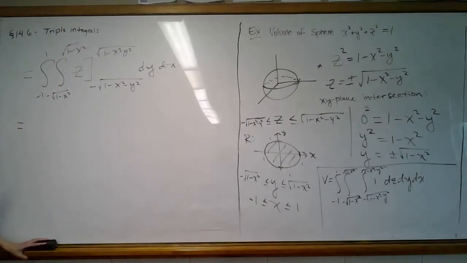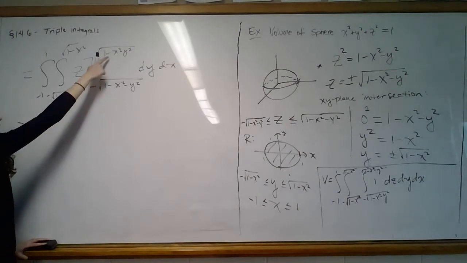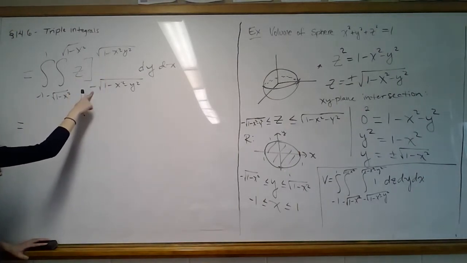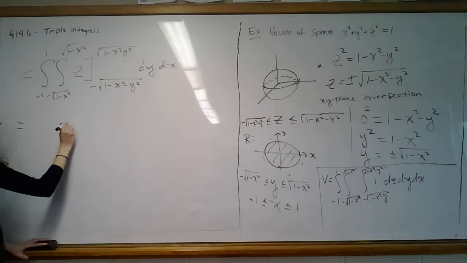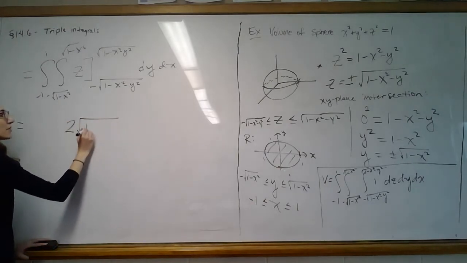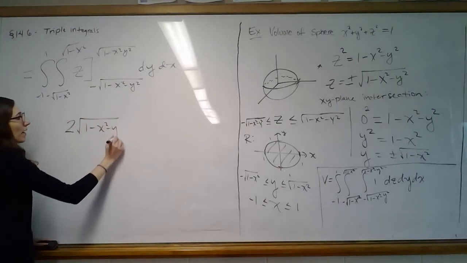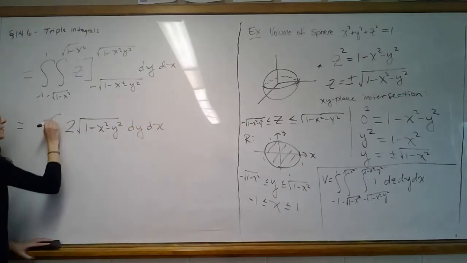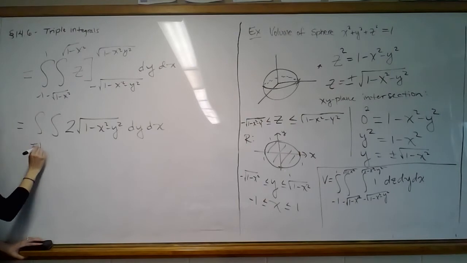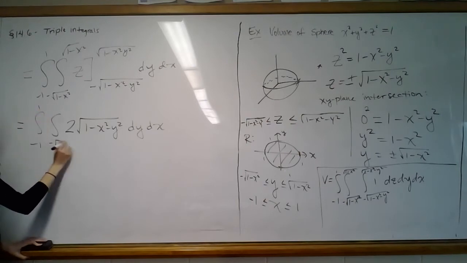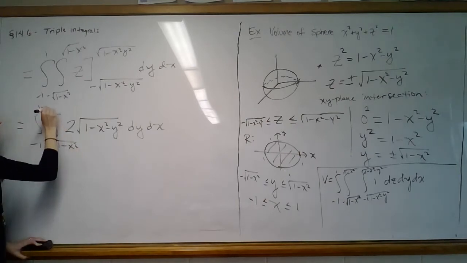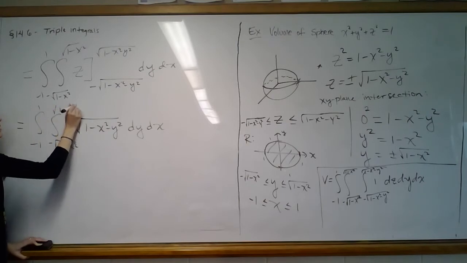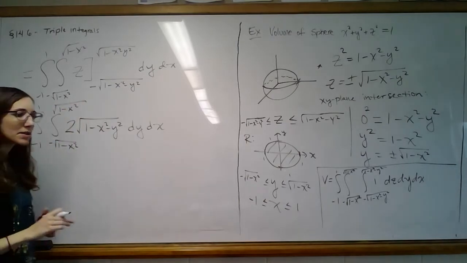And notice what's going to end up happening is we're going to have this square root minus the negative of that square root, so we'll really end up with 2 times the square root of 1 minus x squared minus y squared, and this will be dy dx. So adding my bounds back in for my other parts. We already start to get this idea.